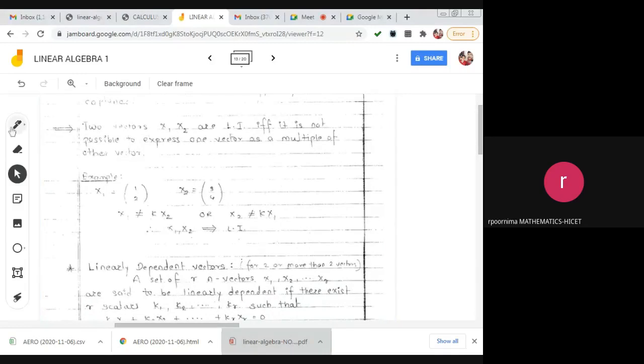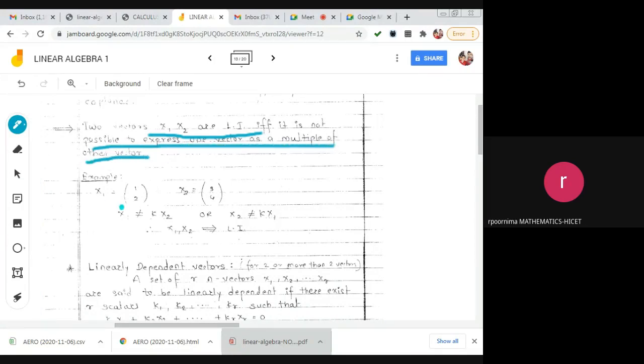Two vectors x1 and x2 are linearly independent if and only if it is not possible to express one vector as a multiple of the other vector. Example: x1 is (1, 2), x2 is (3, 4). No, we cannot express one as a multiple of the other vector. So we are saying that this is linearly independent.